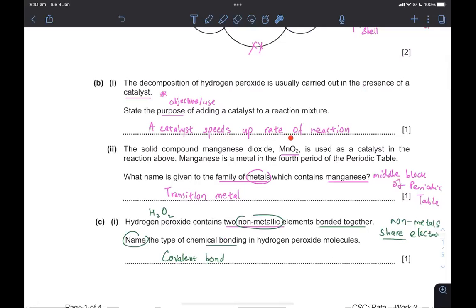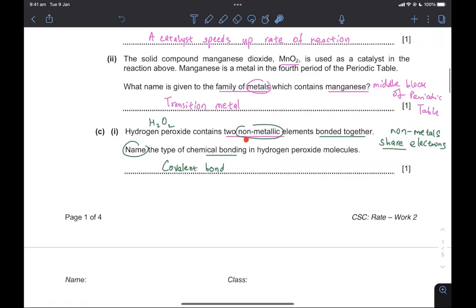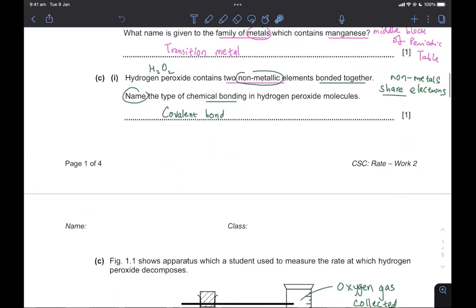Catalyst simply makes the reaction go faster. It speeds up the reaction. Itself is unchanged at the end of reaction, as stated in your notes, in your syllabus. This is a family of metals. A lot of you put down group 7. It's not technically the name for the family of metals. It's for the whole of the middle of the periodic table. The one in between group 2 and group 3, you have the middle of the periodic table. They call it transition metal. Between non-metal and non-metal, they share electrons, sharing of electrons, year 9. Make sure you can spell covalent bond.